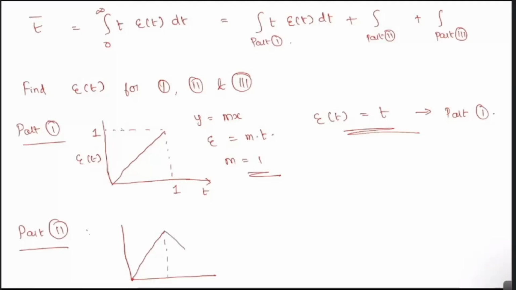this is from 1 to 2, and the x-axis is t and y-axis is E, that goes from 0 to 1. So this equation can also be represented as y equal to mx plus c. So here y is E and m again is the slope, and that is minus 1. So minus x plus c. C is the intercept, and this will intercept the y-axis at 2. So E of t for part 2 will basically be 2 minus t.